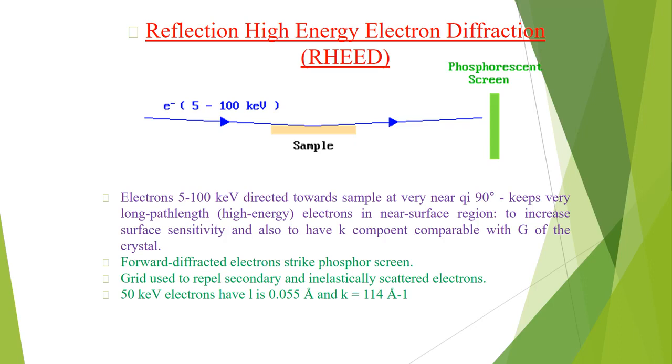Forward diffracted electrons strike a phosphor screen. A grid is used to repel secondary and inelastically scattered electrons. A 50 kilo electron volt electron has lambda equal to 0.055 angstrom and K is equal to 114 angstrom inverse.